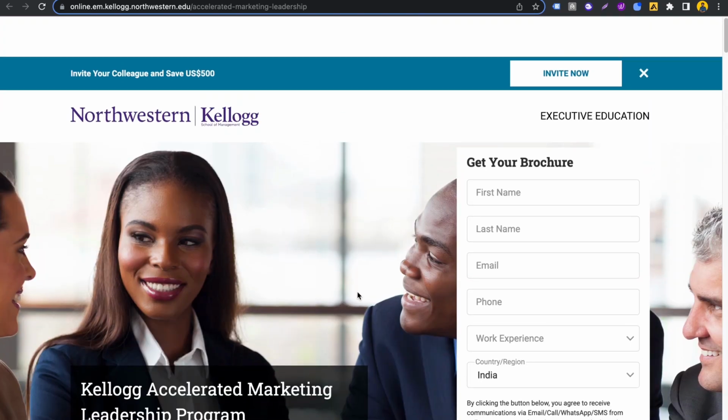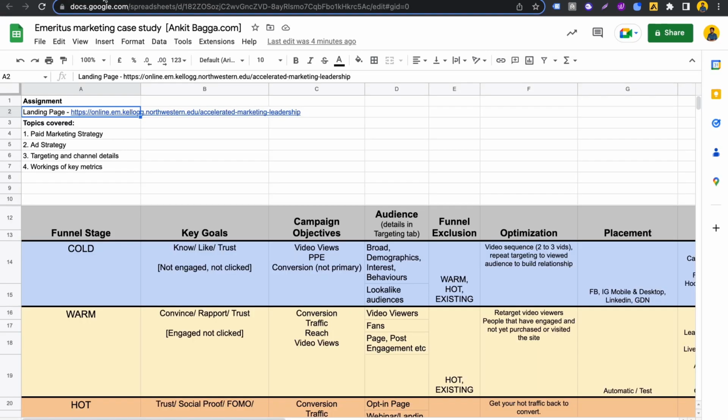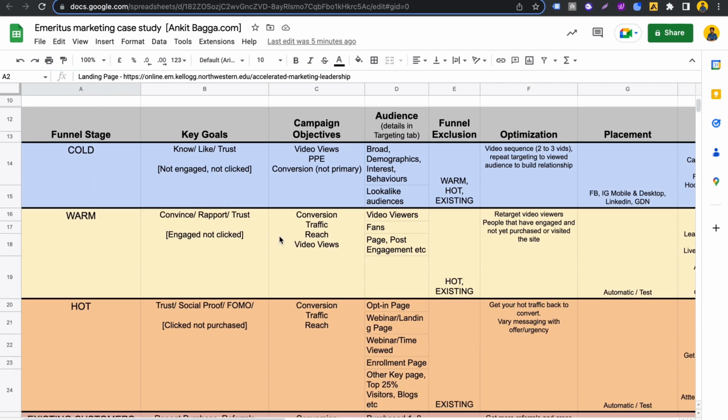Okay, so I will be commenting less on the landing page optimizations, but mostly covering what optimizations we need to do on the funnel side of things. Broadly, we'll be taking you through 4 topics. The first is the paid marketing strategy. The second is the ad strategy. The third is the targeting and the channel details, and the fourth is the workings of the key metrics without actually getting hold of the account.